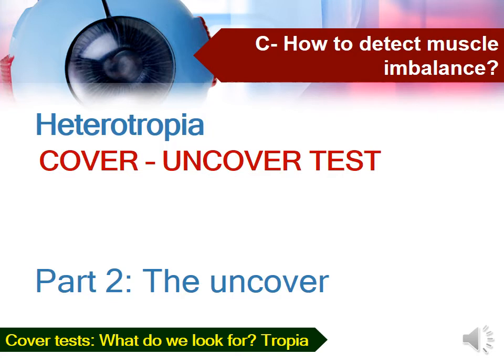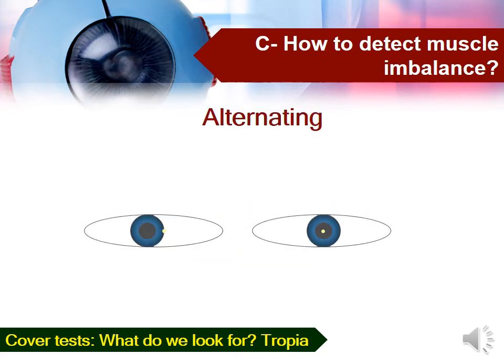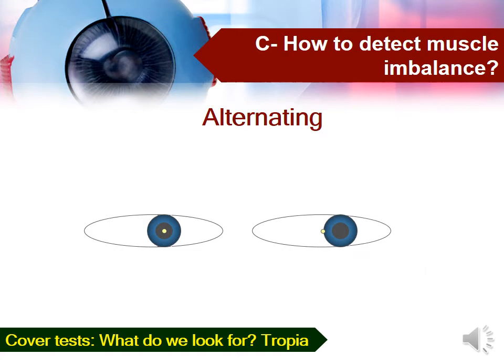The second thing that you need to look for in heterotropia is, when you remove the cover, what will happen? When you take off the cover, you can test whether the strabismus is unilateral or alternating. In this patient, the right eye is deviated. You can easily confirm this by covering the left eye. You can see that the right eye moved inward to regain fixation, while the left eye moved outwards according to Hering's law. Now when you take off the cover, you can see that the eye remained in this new position with the right eye straight and the left eye divergent.